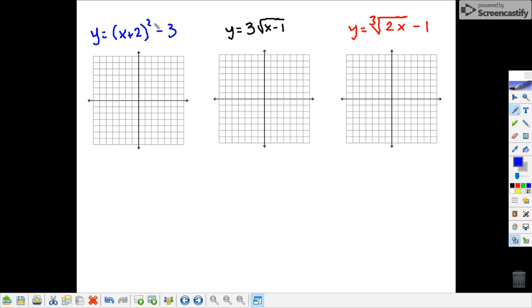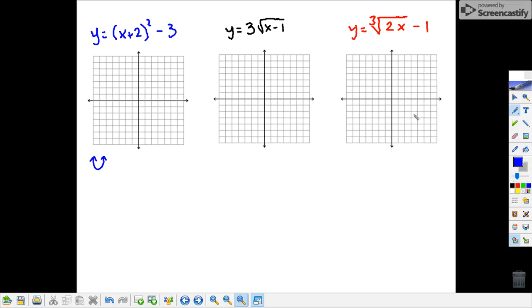First thing I always like to do is remind myself what the parent function, or the shape of the graph, will be. Since it's squared, our parent function is x squared, which is in the shape of a parabola, or a U shape. So that's what our final graph should also look like.